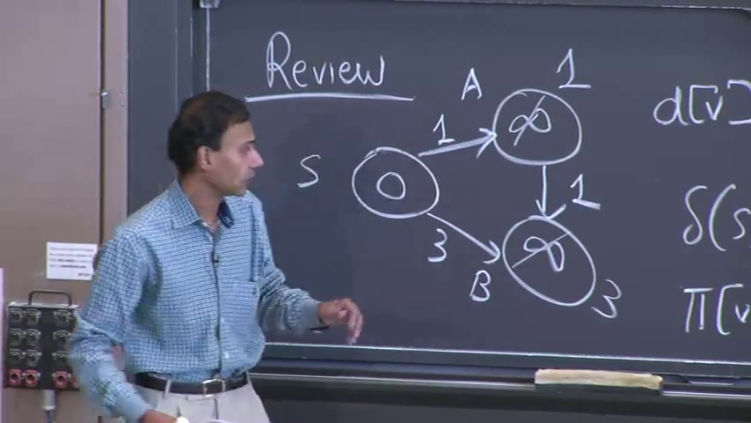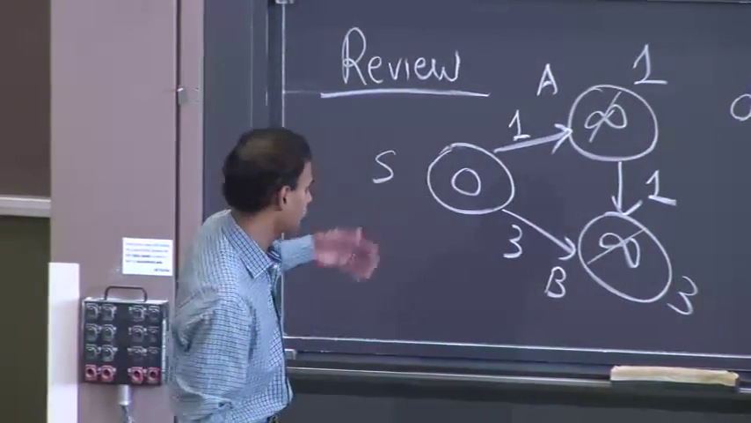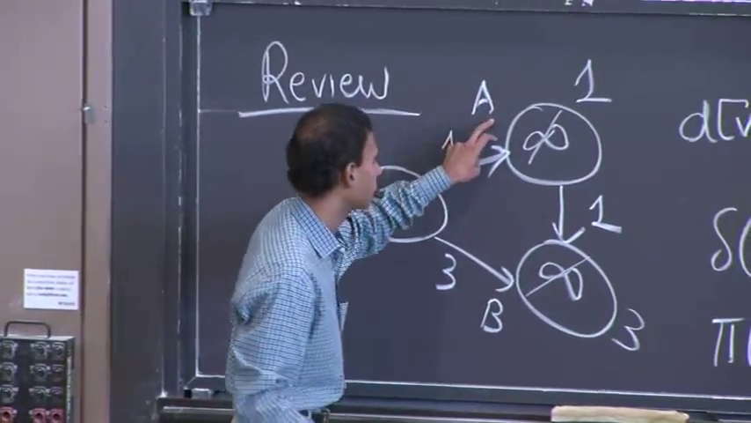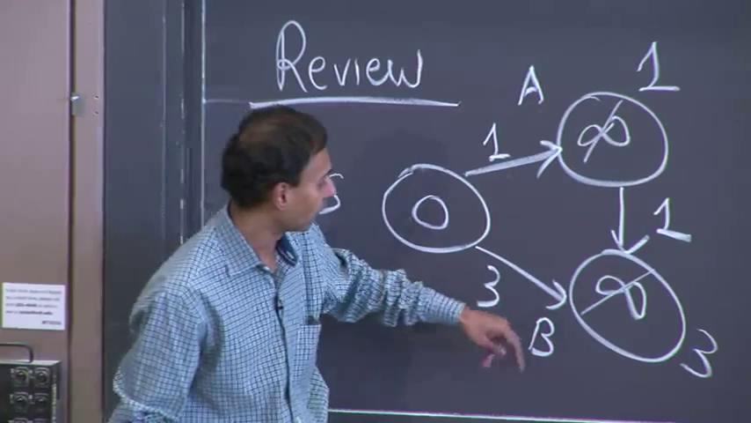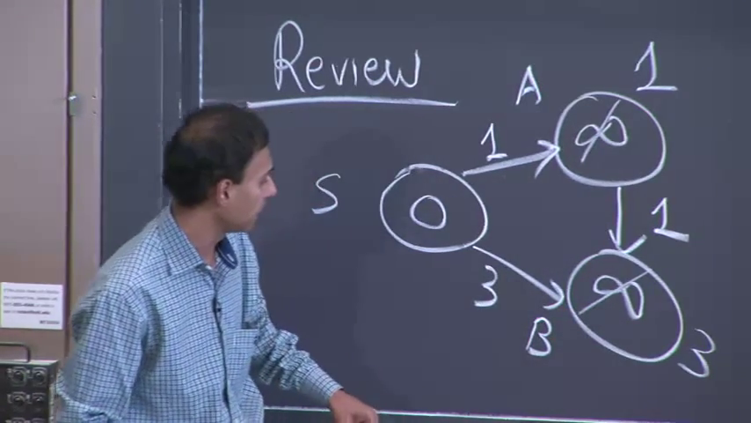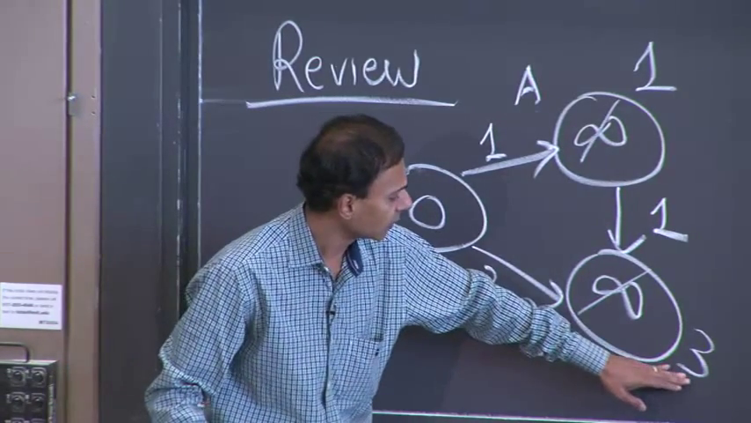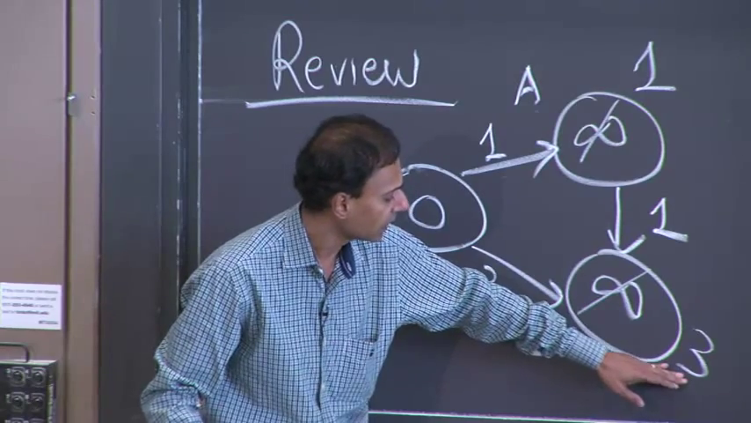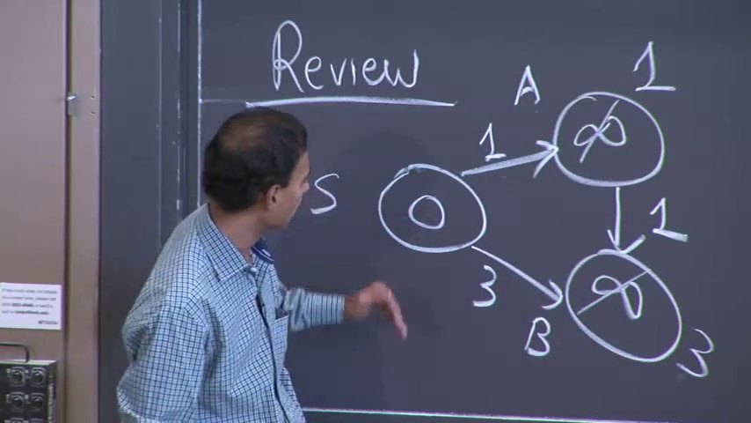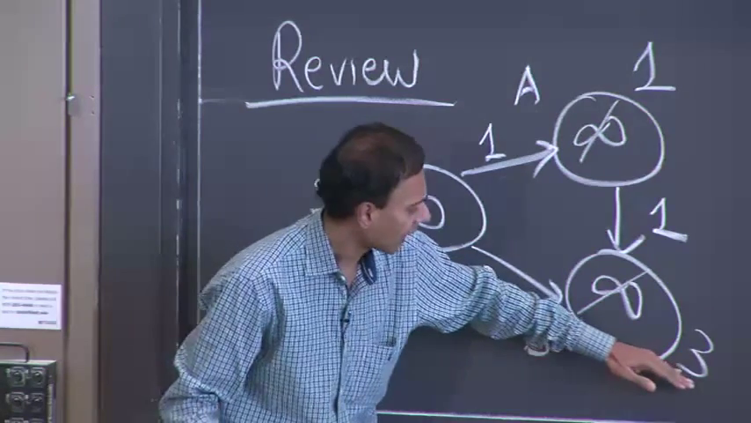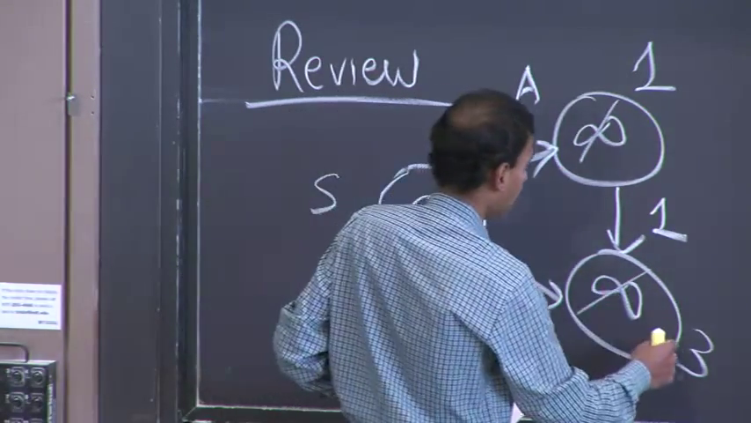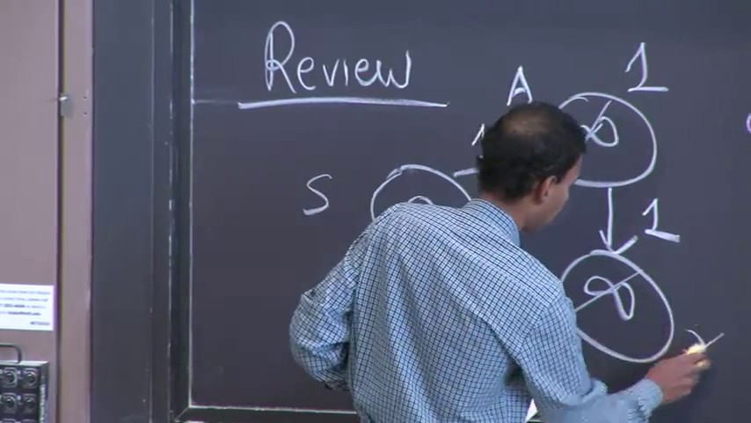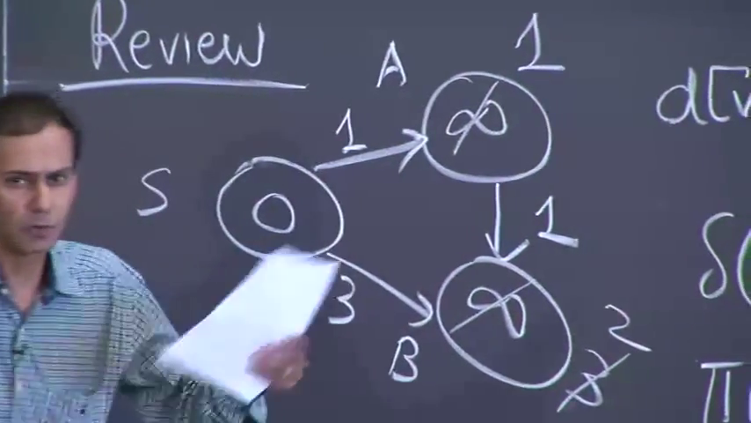At this point, you can imagine that you've found, at least in this example, the shortest path to the vertex A, but there is in fact a path of length 2 to vertex B. Right now, we think that the current shortest path to B, after the first step of relaxing the edges from S, happens to be 3. But if you go like so, then you end up with 2. And at this point, you're done.